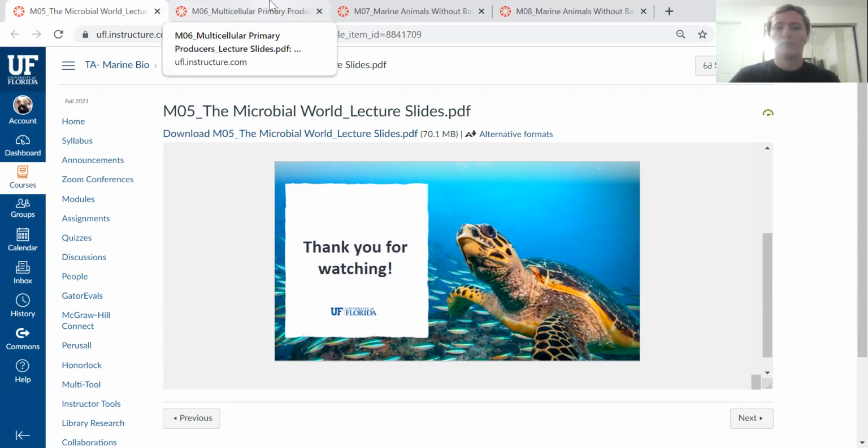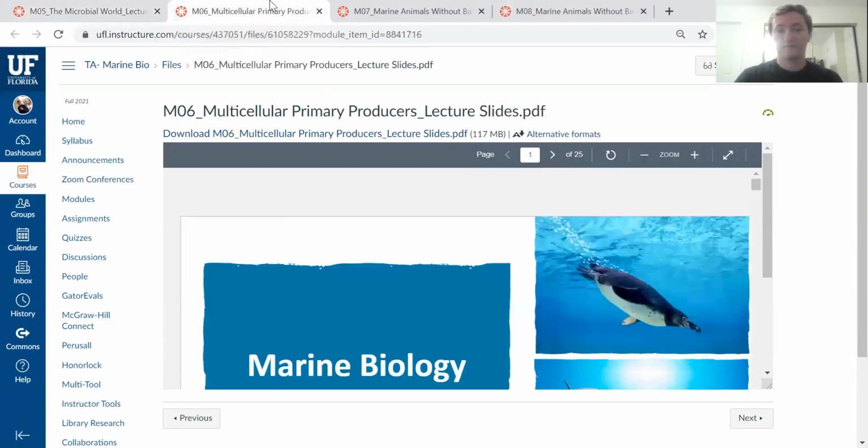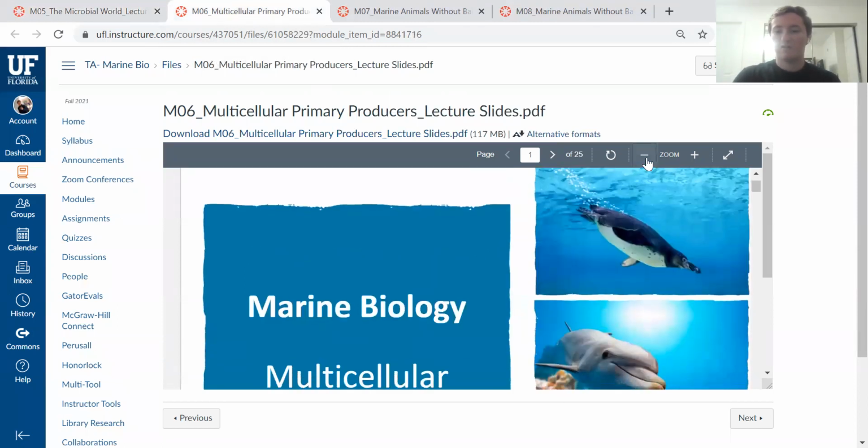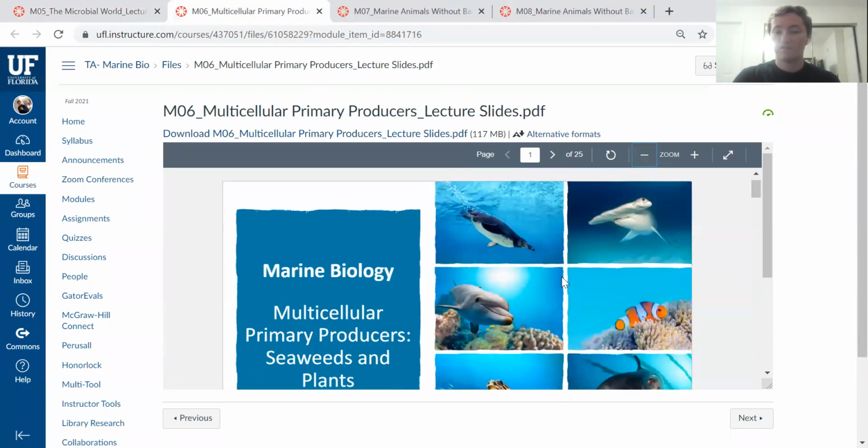It's very important, but there isn't a ton of true meat of content like there is in our invertebrate section. So hence why I spent a little bit less time on these two. That doesn't mean it's any less important for the exam, but I feel like this stuff is a little easier to grasp than some of our later concepts. So we'll now go into our multicellular primary producers.